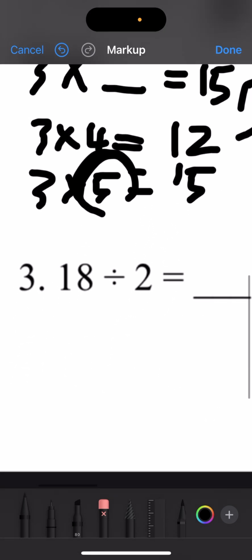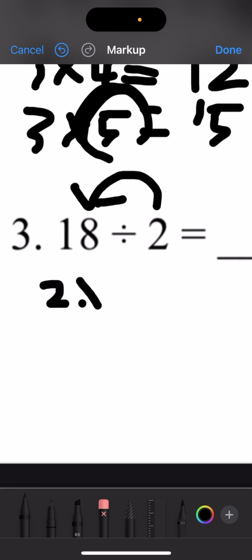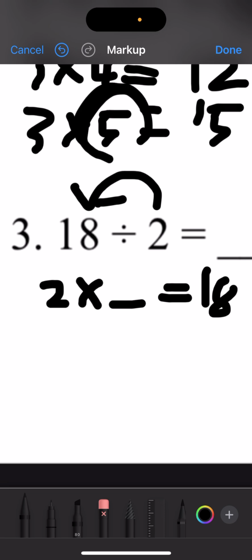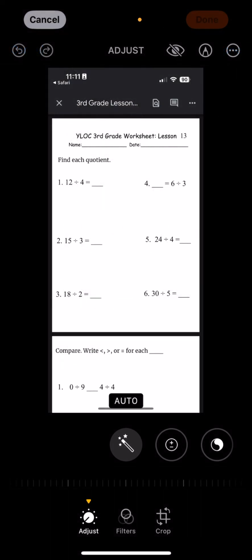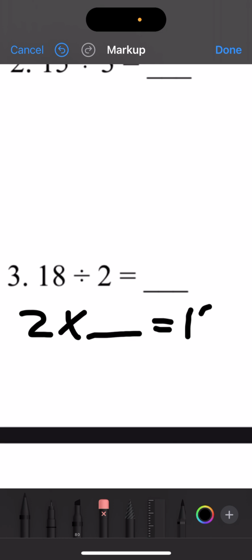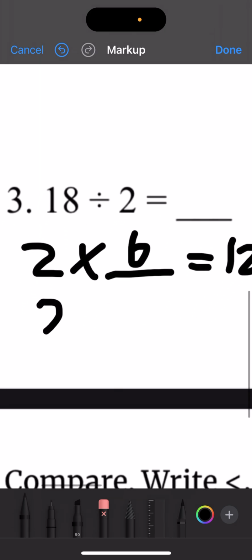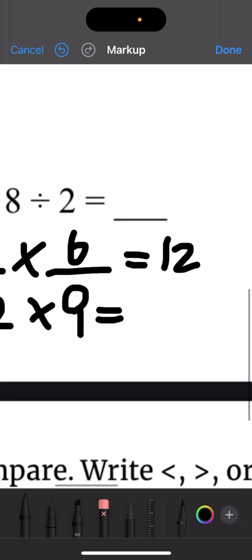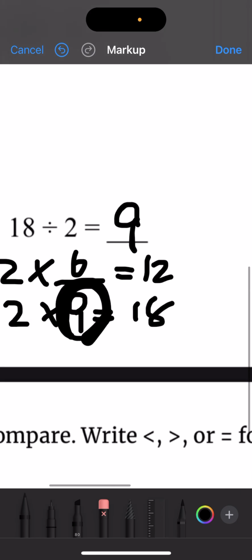Number 3, 18 divided by 2. This is asking how many times 2 goes into 18. So 2 times blank is equal to 18. Let's try 2 times 6, and we get 12. That is still short, so let's try 9, and we get 18. So the answer will be 9.